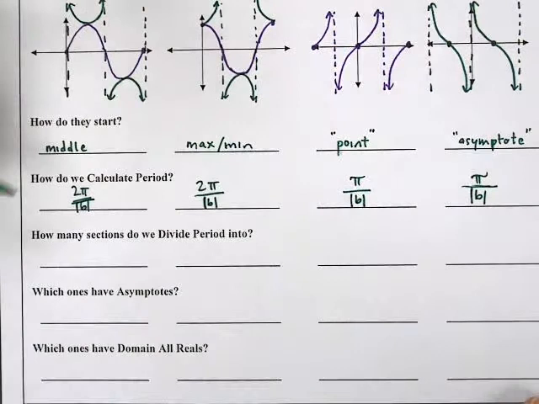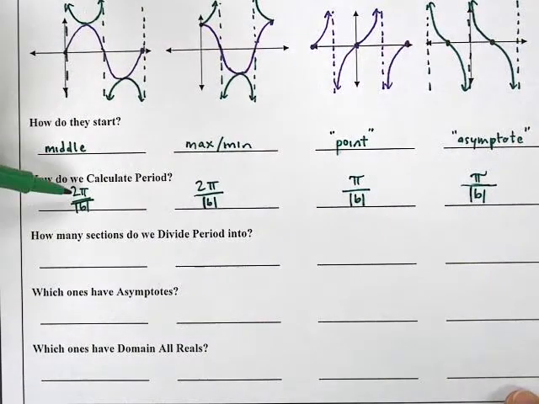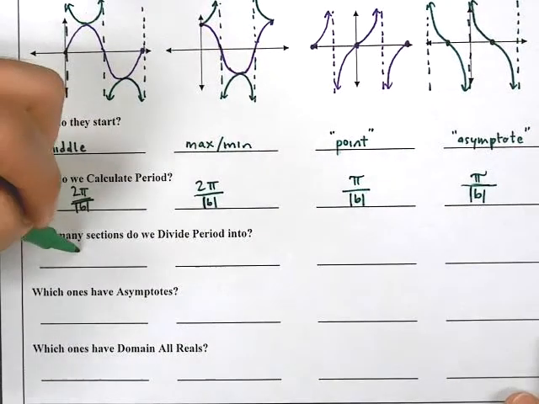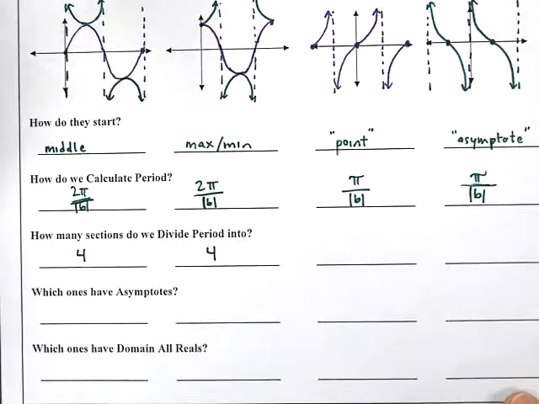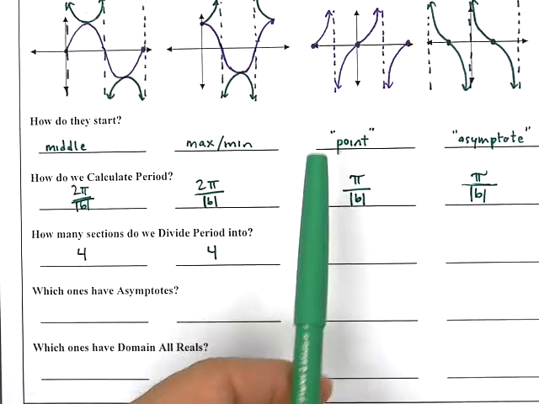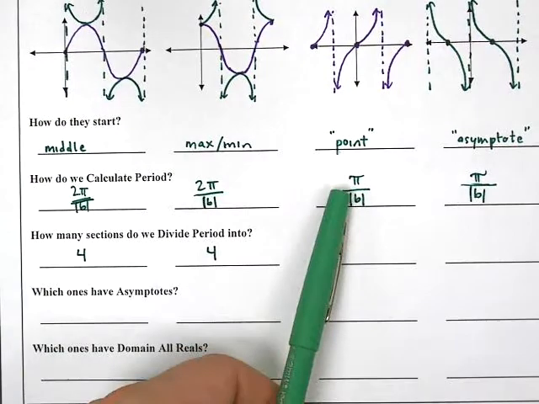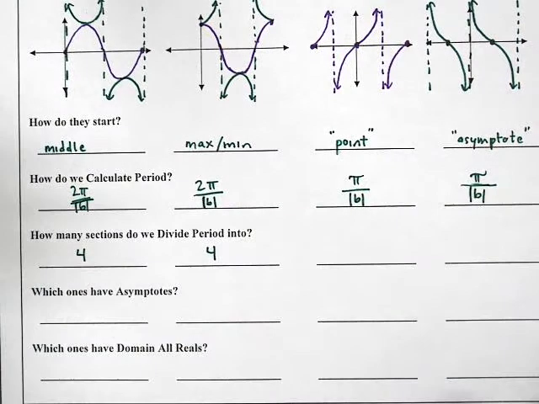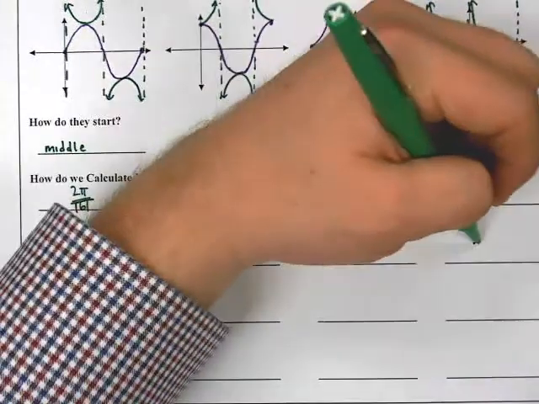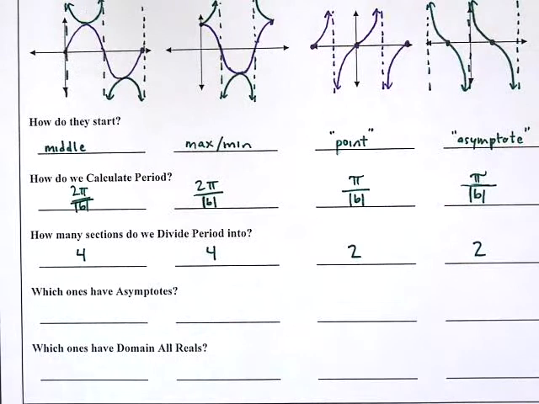Sectioning, how many quadrants are there in 2 pi? There's 4 quadrants, so 4 sections. If we're only using pi for tan and cotangent, well, how many quadrants are in pi? Only 2. Alright.